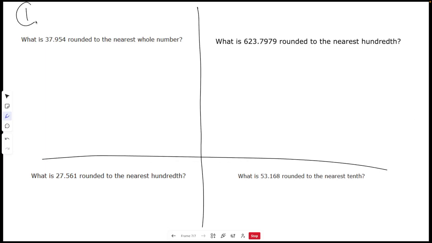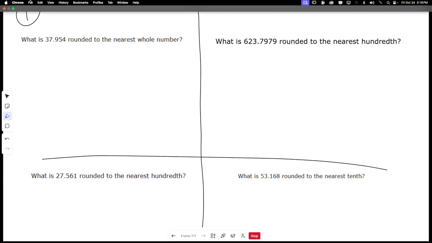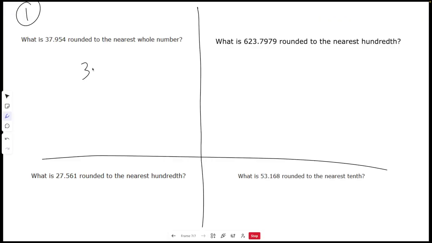For number 1 here in the top left, what is 37.954 rounded to the nearest whole number? You should have put 38 because you don't circle the 9, you circle the 7, you look at the 9, it's 5 or bigger, so you add 1 and make everything else 0, 38.